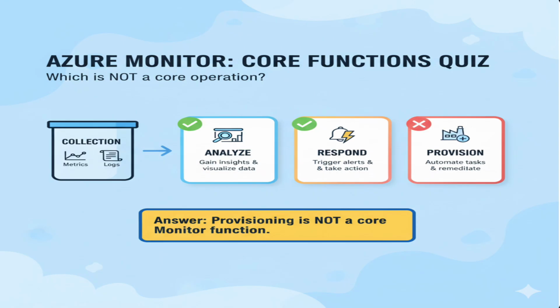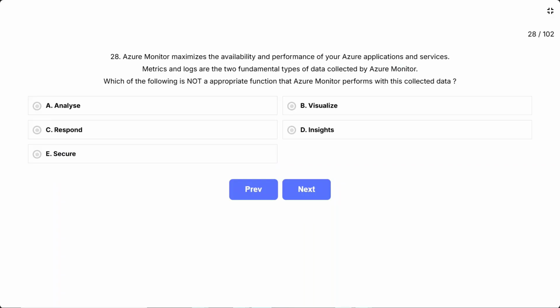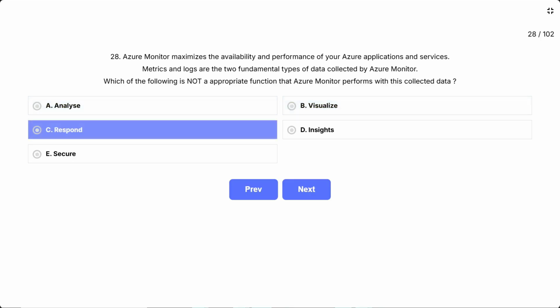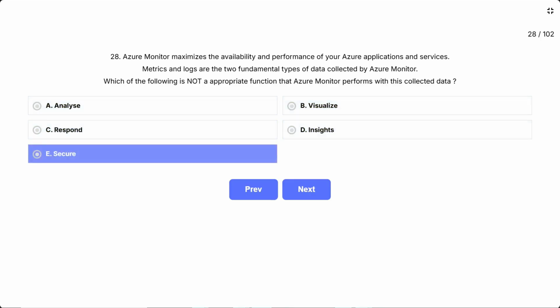Think of Azure Monitor like a data processing factory. It collects metrics and logs, then performs specific operations on that data. You need to identify which option is not one of these core operations. The options are A, analyze, B, visualize, C, respond, D, insights, E, secure.